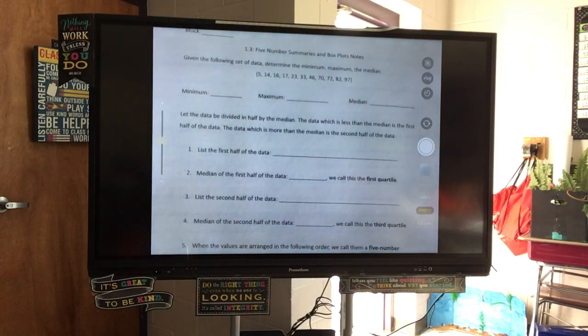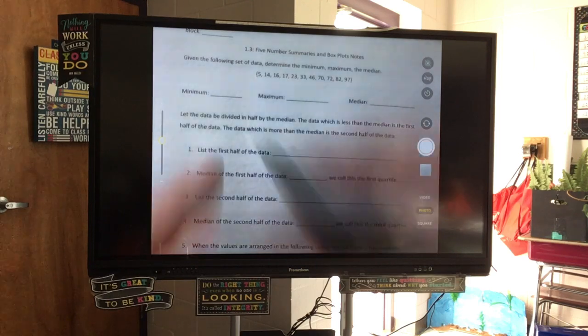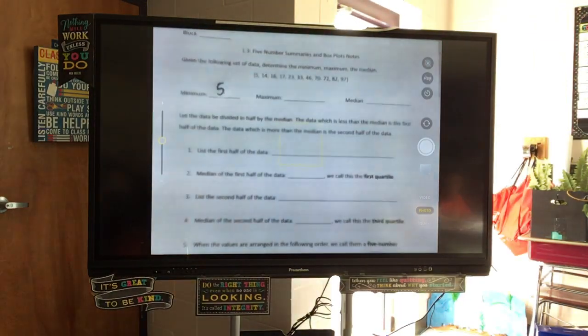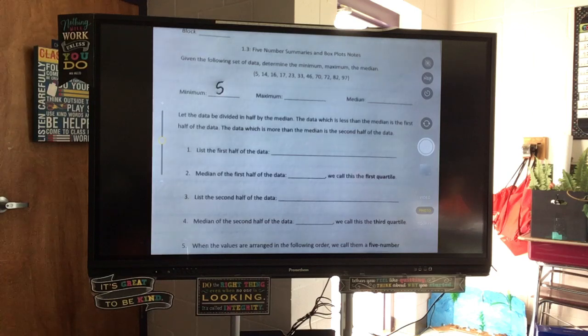All right, so yes, our numbers have been put in order for us, so therefore we don't have to worry about doing that. Now, what is our minimum? These are really easy. What is our minimum? What do you have to find? Sophia? Right, so which one is our smallest number? 5.